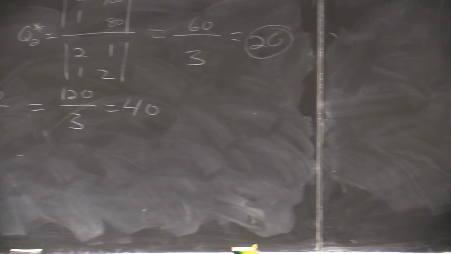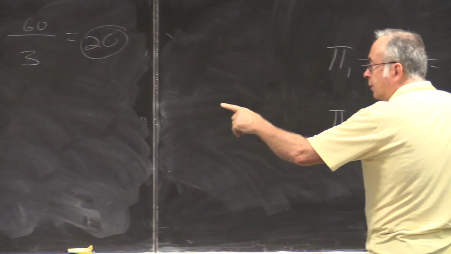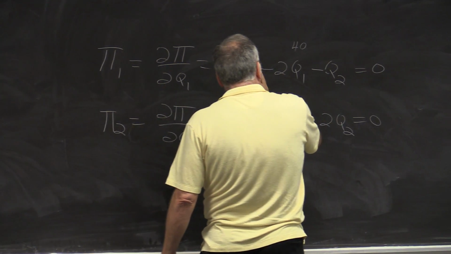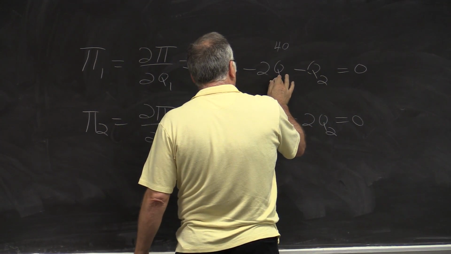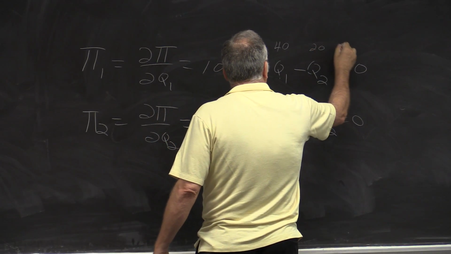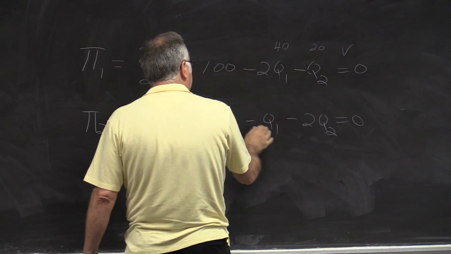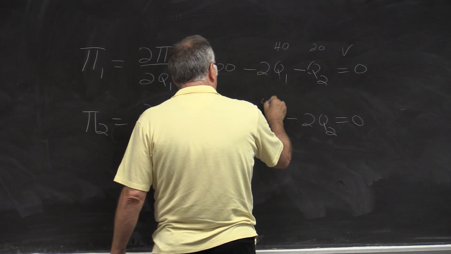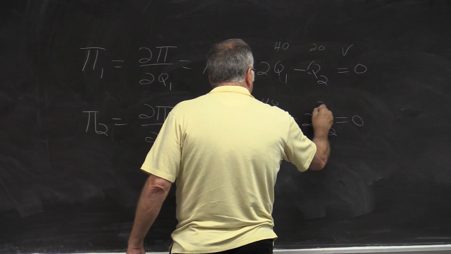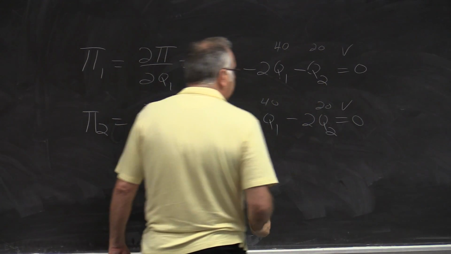So let's just check. Q1 equals 40, let's see. So that would be 100 minus 2 times 40, that's 20. Minus 20 is 0. Yep, that works. And the second one also, this is 40 here. So 80 minus 40 is 40, minus 2 times 20, yep, it works. So that is the solution.